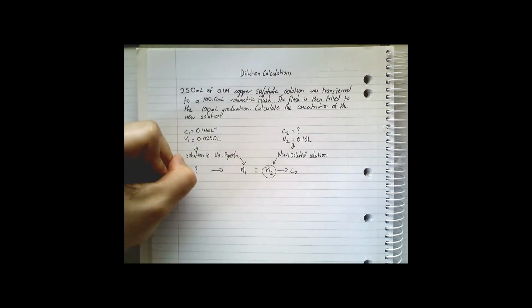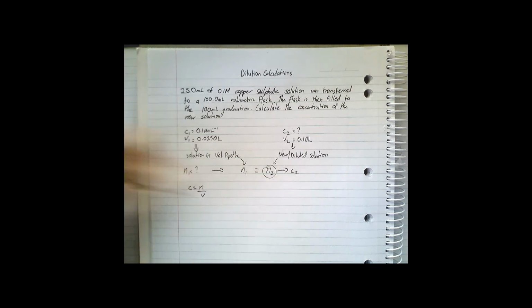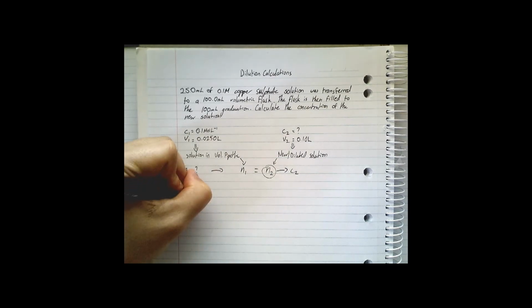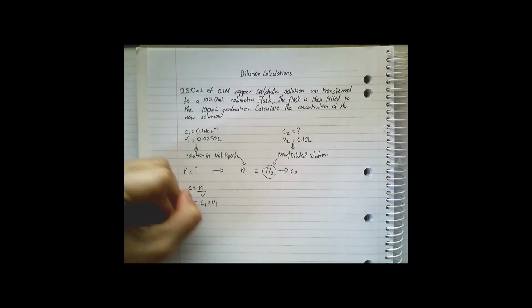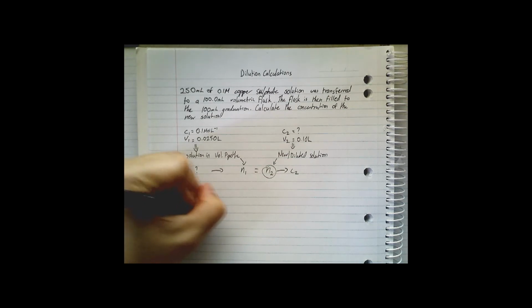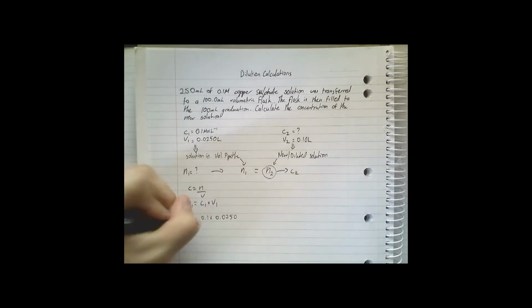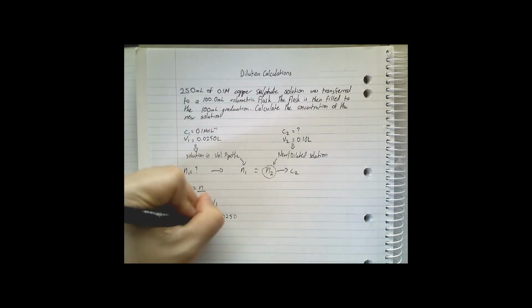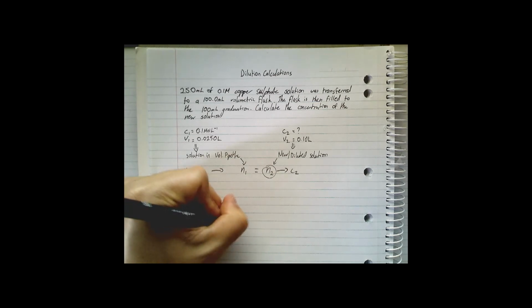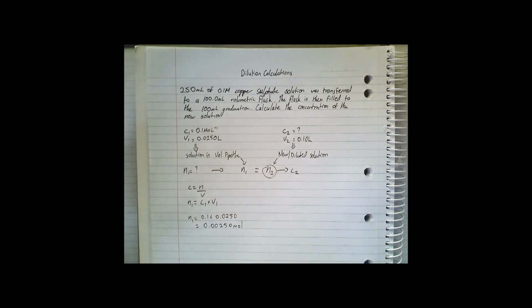So what we know is that C is always equal to N over V. And I can rearrange my equation to make N the subject, because for this first equation, what I want to do is find N1. So N1 will be equal to C1 times V1. To substitute those numbers in, that is going to be N1 is equal to 0.1 times 0.0250. And what that should be at the end is 0.00250 moles. I'm just doing this really quickly with some mental math. It's as simple as putting it in a calculator, though, if you needed to do that.